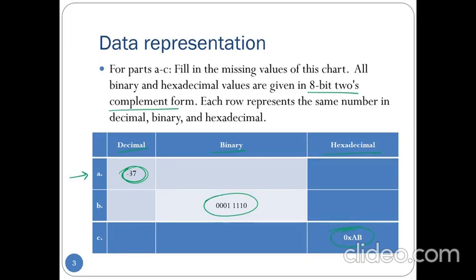So for example, in the first row, minus 37 decimal number is presented. Now you have to figure out its binary and hexadecimal equivalent. Likewise for rows B and C. So let's work on this. In part A, we are given minus 37 and we have to figure out its binary as well as hexadecimal representation. Because this is a negative number, the first thing we should do is come up with the representation for positive 37.